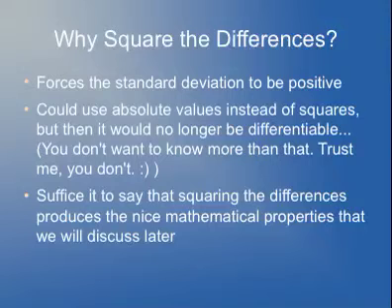You could use absolute value to specify that you want a positive value, but when you're using math to go through this, it makes it really complicated having absolute value signs. It's no longer differentiable, and I won't go into that because it's really long and complicated. So squaring the difference produces nice mathematical properties. That's basically this summary there.